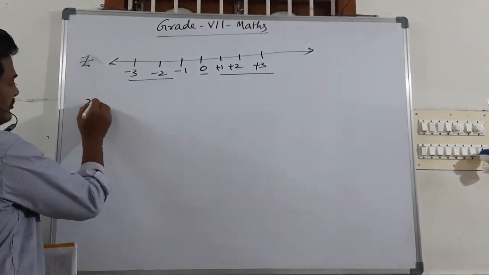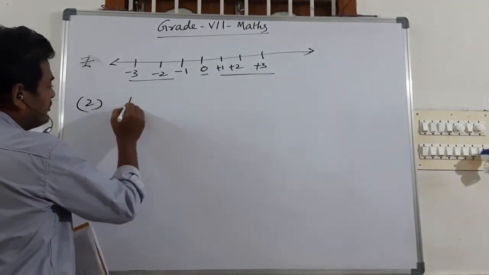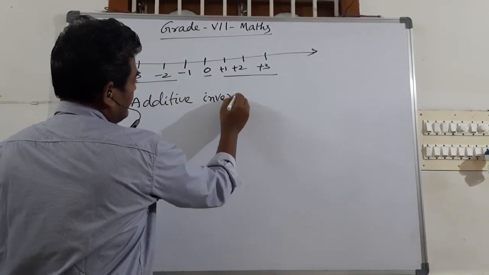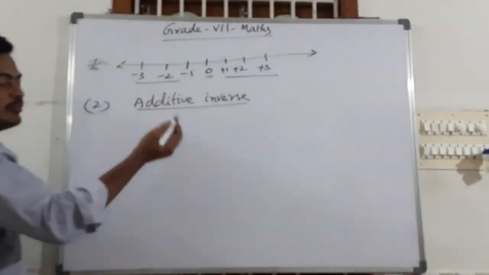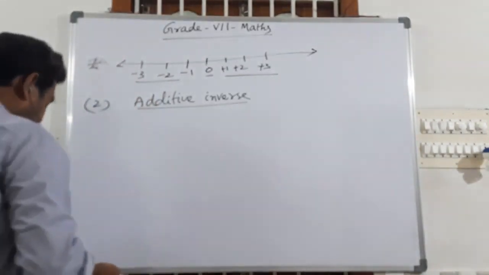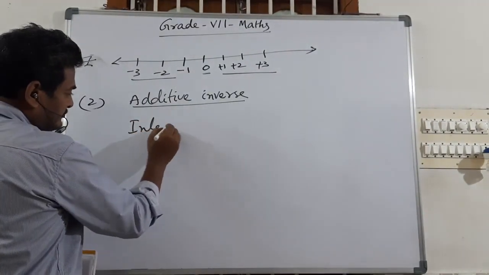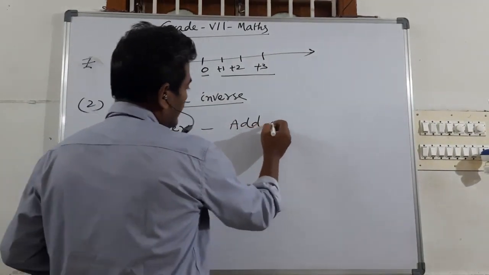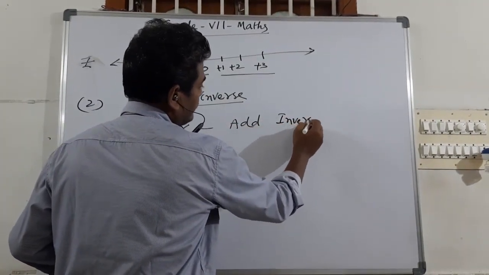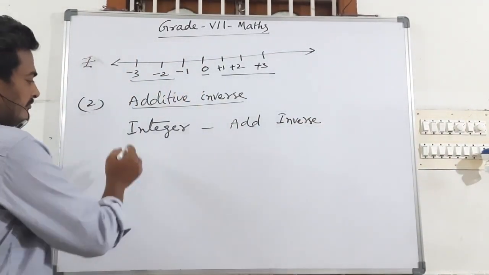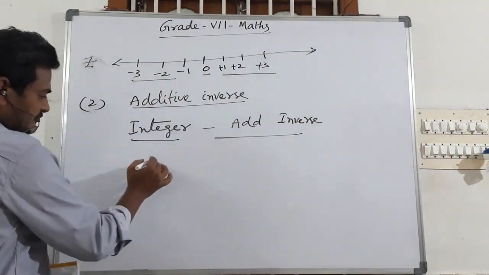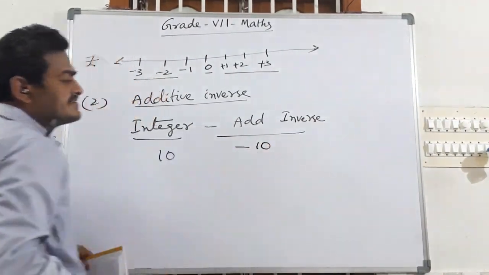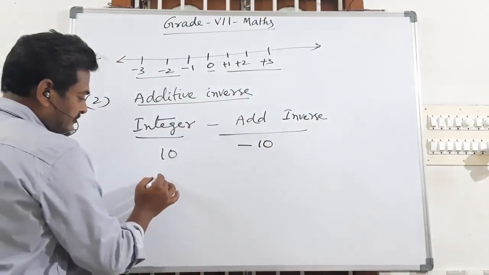Now, the second topic we are going to discuss is additive inverse. Additive inverse means opposite symbol. For example, this is an integer and this is its additive inverse. Now this is 10. For the integer 10, the additive inverse is minus 10.